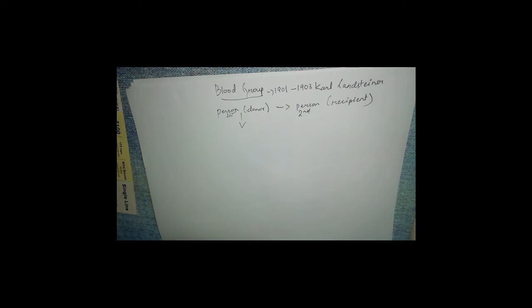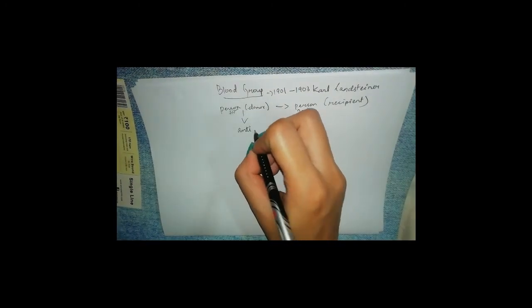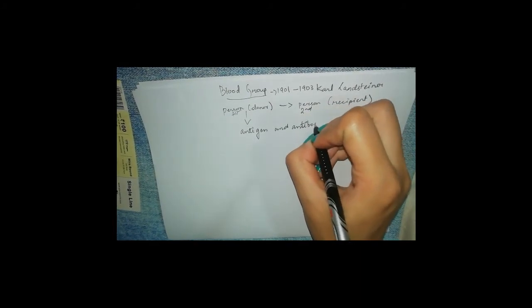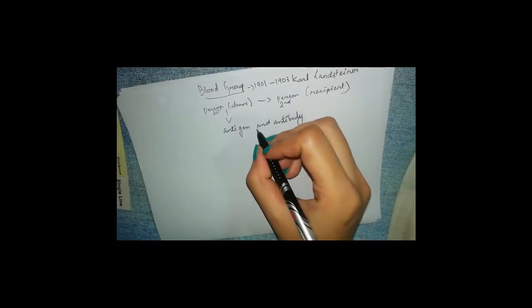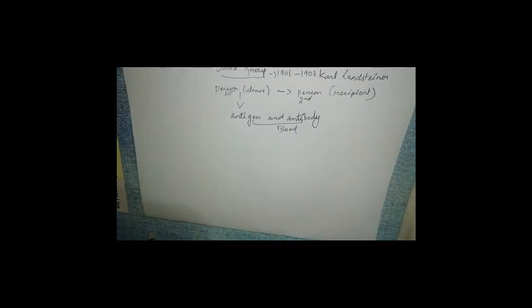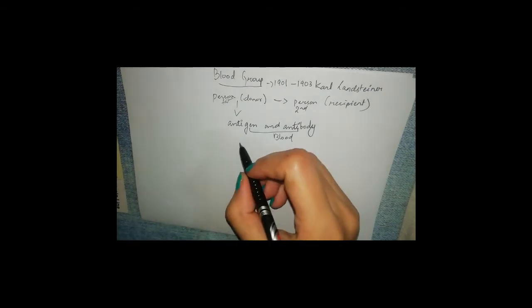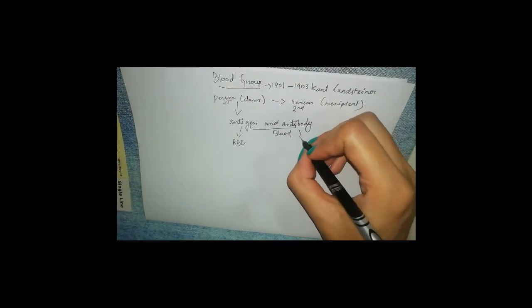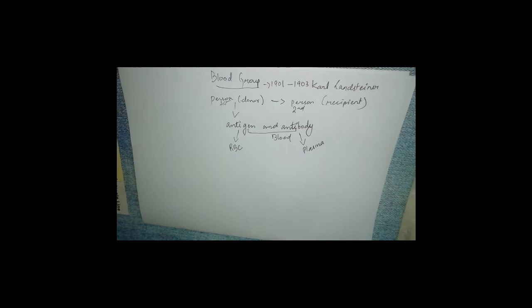Blood groups are differentiated on the basis of their antigen and antibody. Inside our blood, we have antigens and antibodies present. So we can know our blood group depending upon your antigen and antibody. These antigens are found on the surface of your RBC, and the antibodies are present in your plasma. Remember, antigens are present on your RBC and antibodies are present in your plasma.